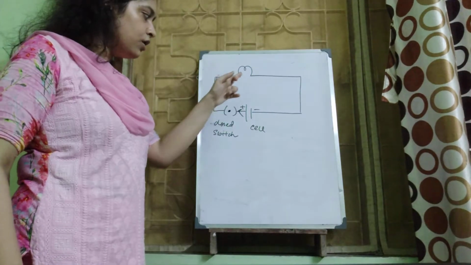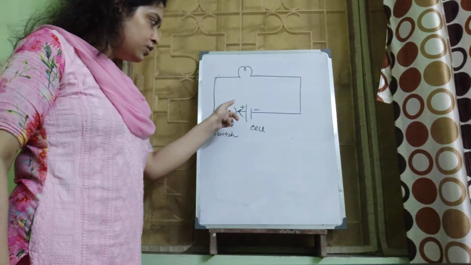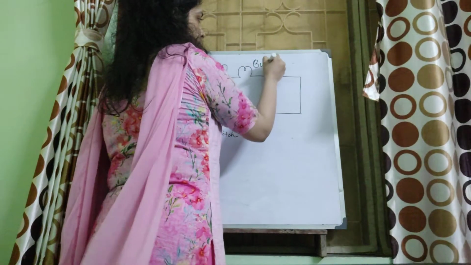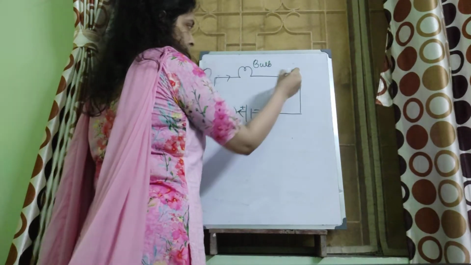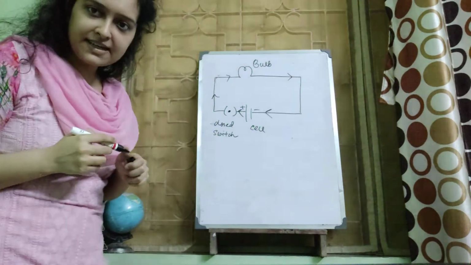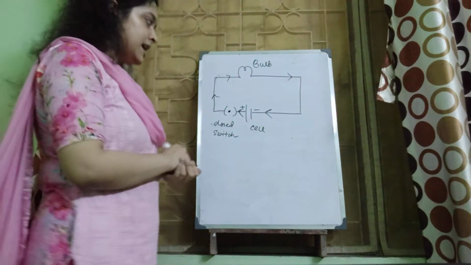Switch is on or switch is closed. Current will be able to flow now through the bulb, closed path. So, what type of circuit again? Closed circuit, complete circuit.